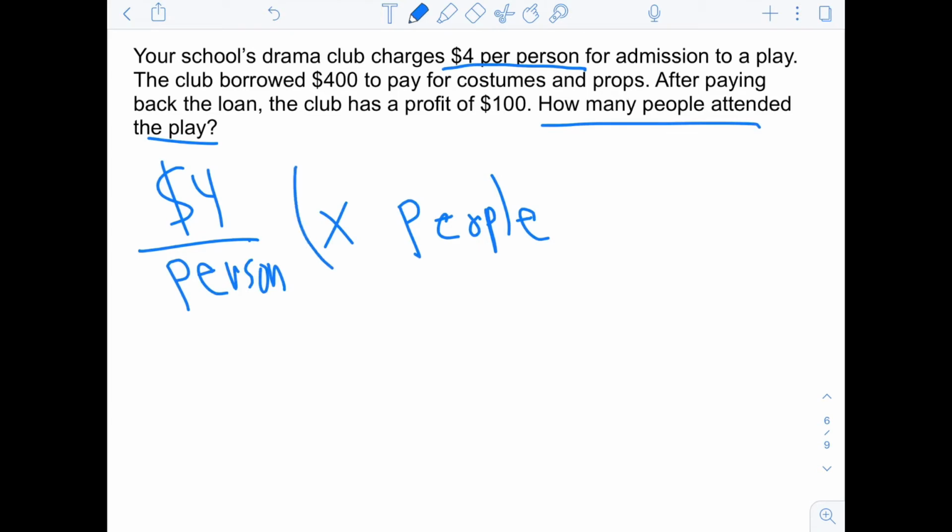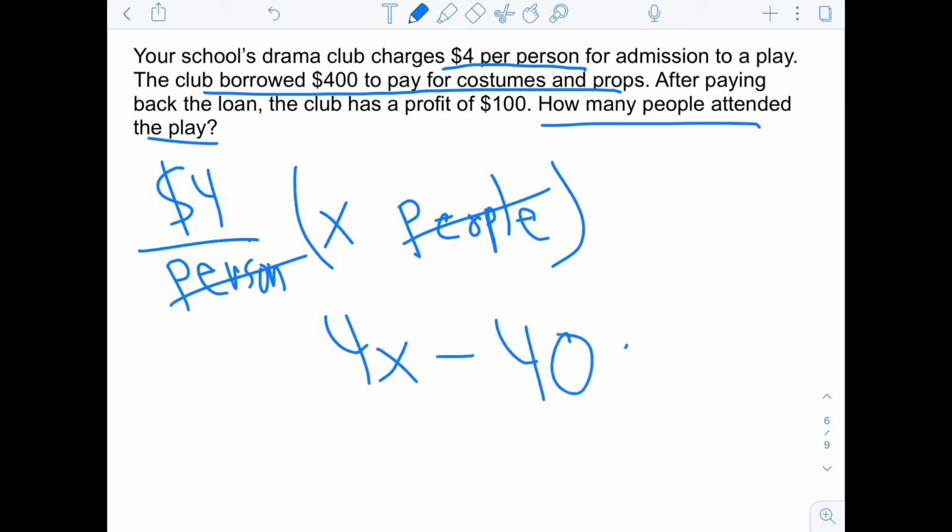So when you multiply these together, the unit of people and person are going to cancel out. So you're left with 4x. And they borrowed $400 to pay for the props and the costumes. So that's going to subtract the amount of the loan, so that's $400. And after they pay back the loan, they profit $100. Their profit equals $100, so it's going to equal 100.